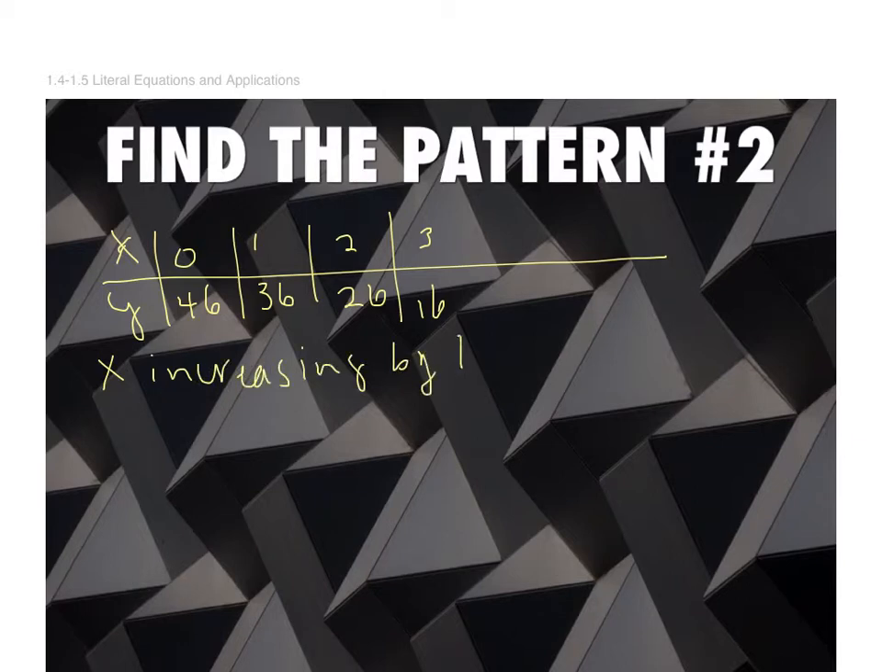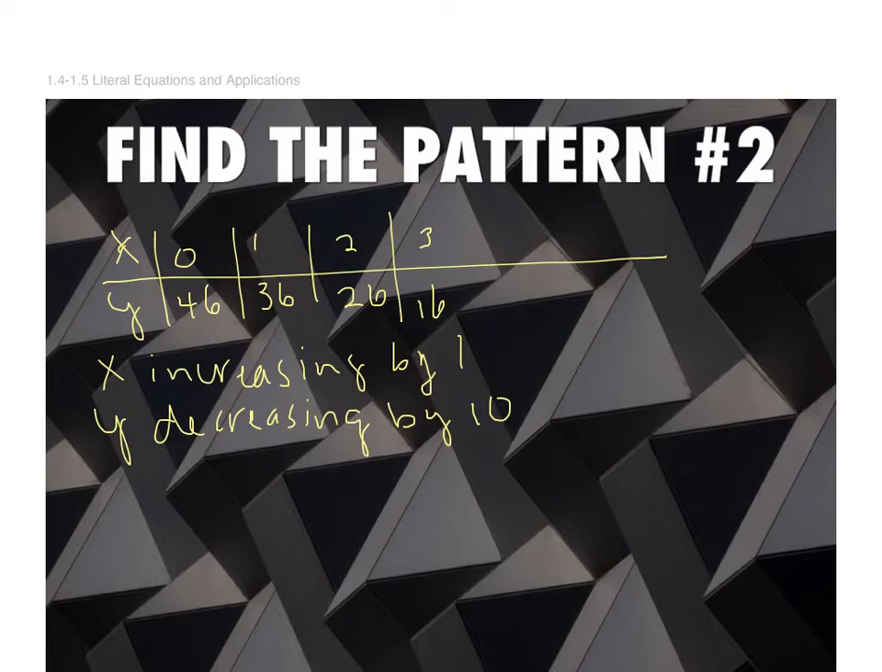And what is y doing? So y is getting smaller. So y is decreasing. And is it decreasing by a constant rate? That's what we want to know. So we notice that the rate of change, the difference between each of them, is 10. So it's decreasing by 10. So in math, that means negative.